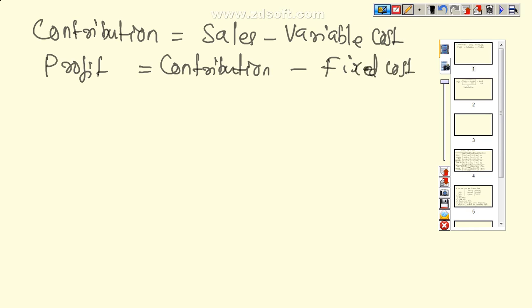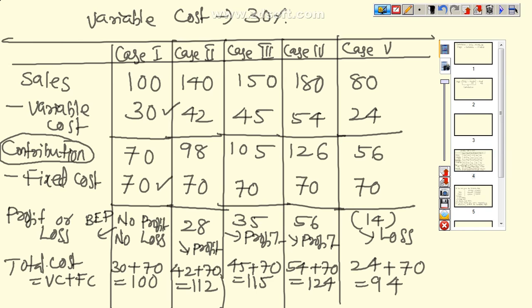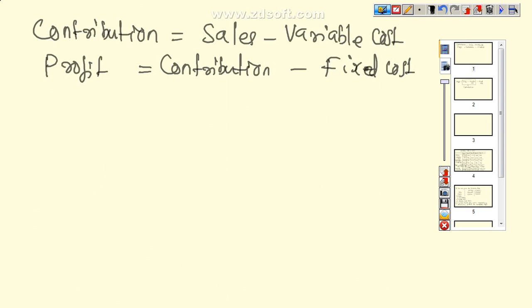Now according to this information, I am getting the break-even point where total cost is equal to sales revenue. It is also known as sale. Where my sale is equal to 100 and total cost is equal to 100, there I am getting the break-even point. Otherwise, we can term it as where my contribution is equal to fixed cost, there I am getting this break-even point.